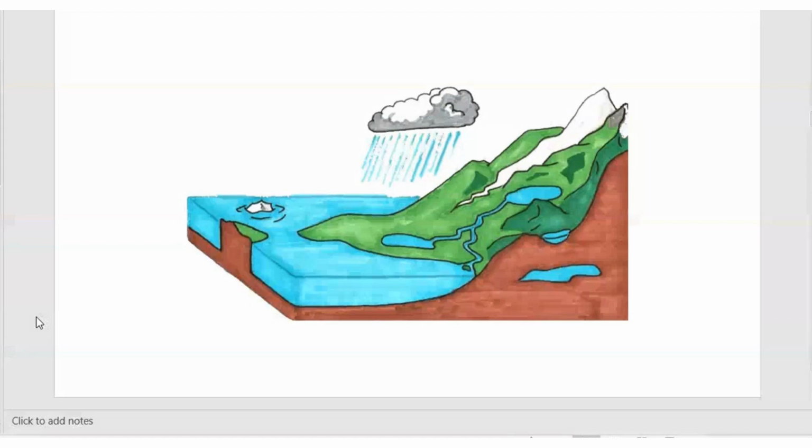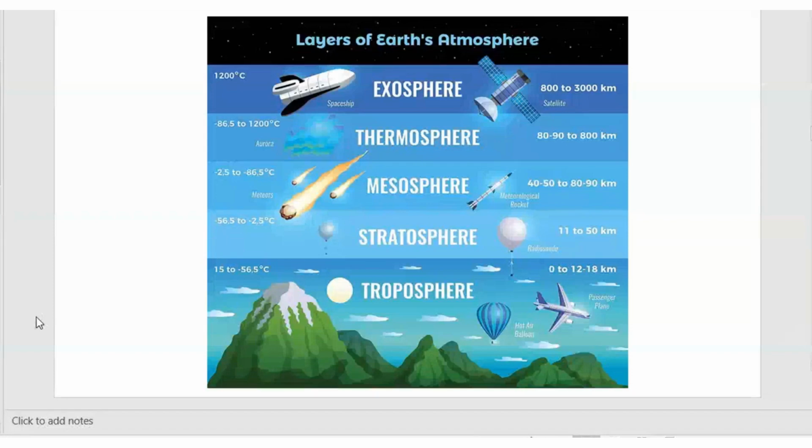Then the third element is the atmosphere. So what is atmosphere? All the gases and the gaseous components present there, the air component of earth. When we talk about atmosphere, there are certain layers of earth's atmosphere, which are troposphere, stratosphere, mesosphere, thermosphere, and exosphere. Each of these layers has different properties.